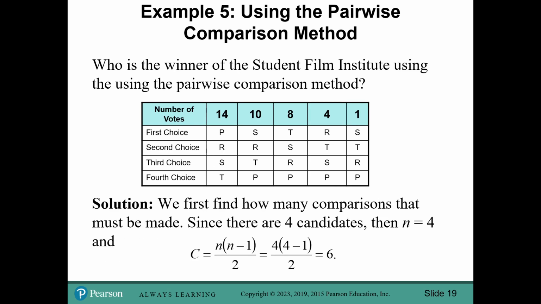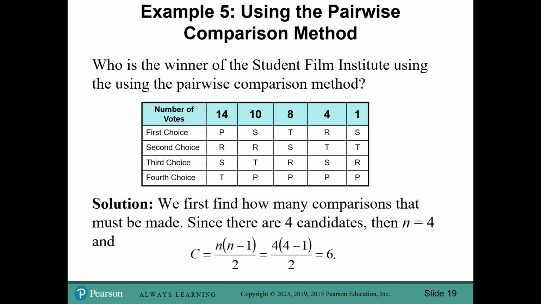Let's look at it in this example. Same example, right? Still trying to figure out who is the winner of the Student Film Institute, but this time we're going to use the pairwise comparison method. Okay? So, same table as before, original table, but we're going to pairwise compare.